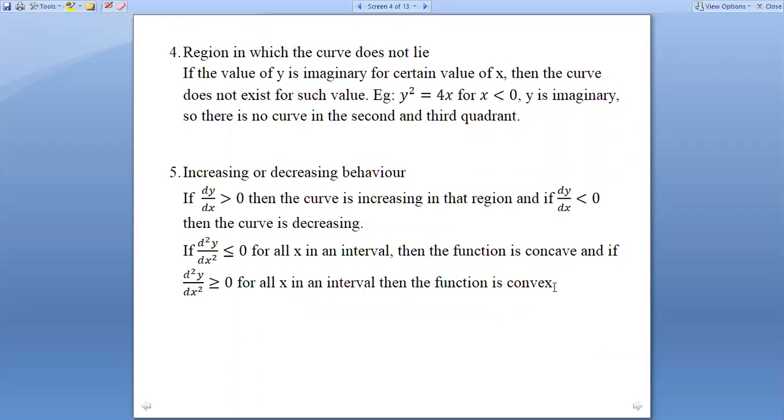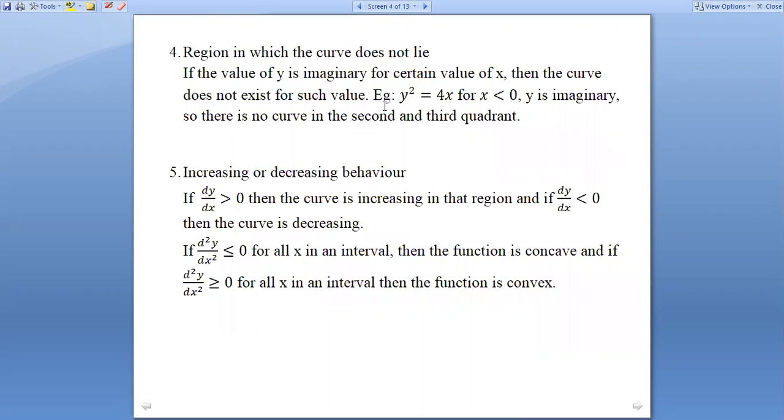Next, region in which the curve does not lie. If the value of y is imaginary for certain values of x, then the curve does not exist for such values. Say for example, you have y square is equal to 4x. If x is less than 0, then y becomes an imaginary number. So we can say that the curve does not lie in those points.